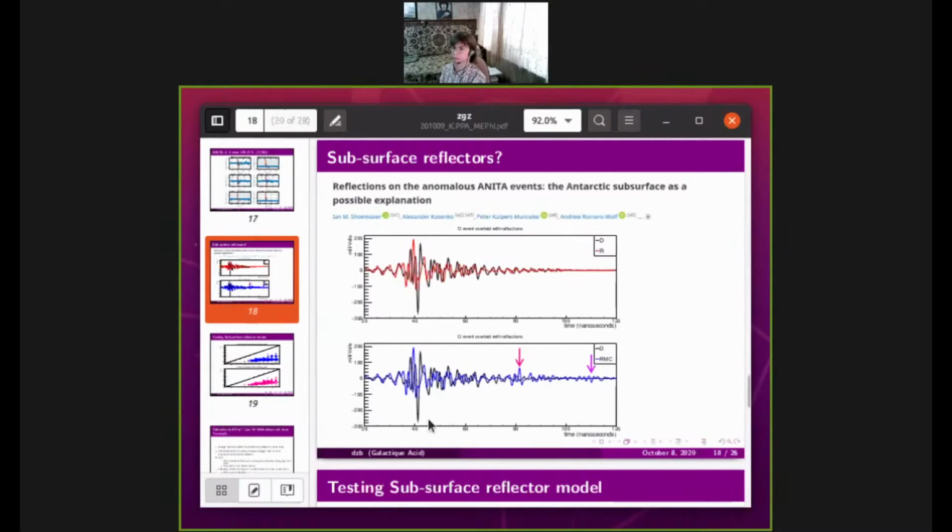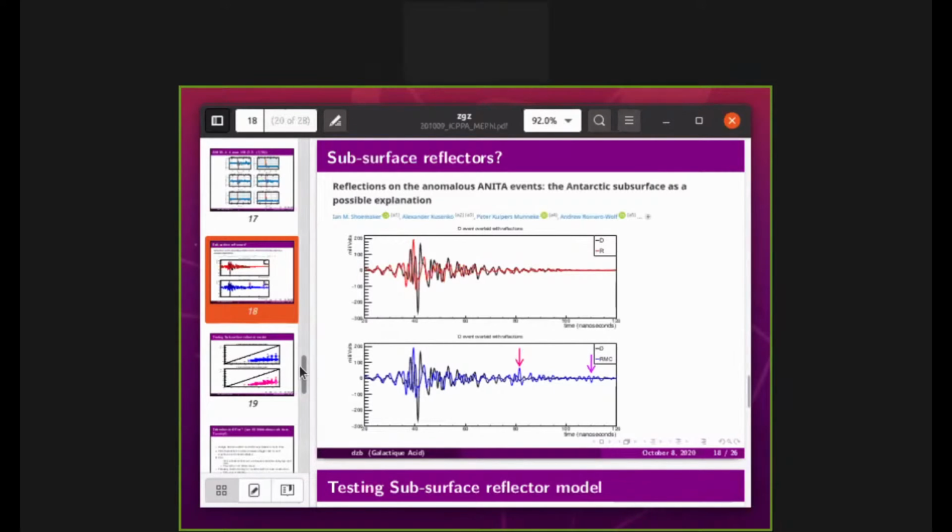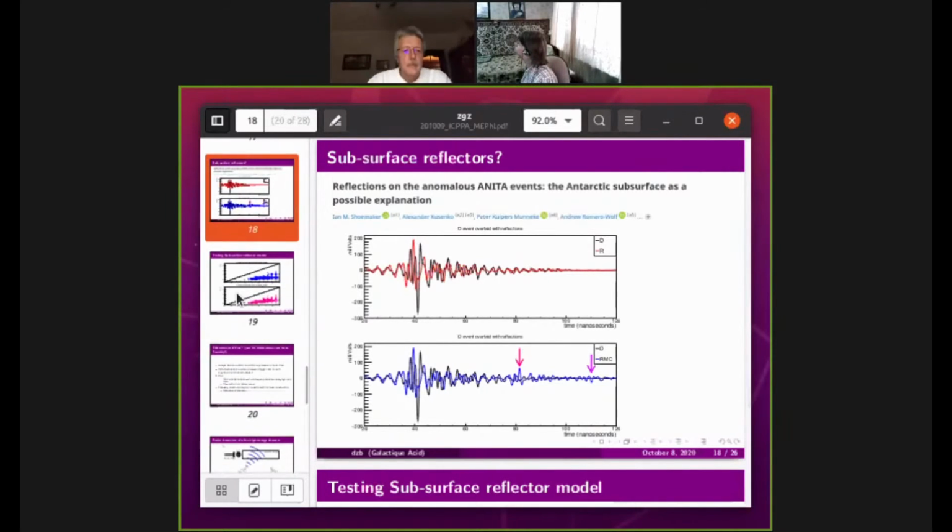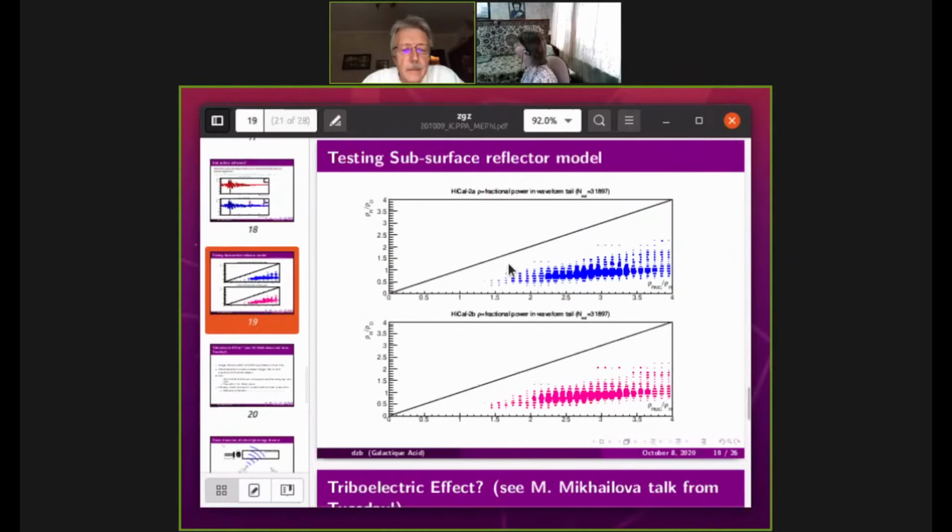What's shown in the bottom is the expectation if you had, for instance, initially a surface reflection and then a subsurface reflector. You would see first an inverted echo and then a non-inverted echo. So this thing all the way on the right is what the authors are proposing Anita might be seeing. We did a statistical analysis. I don't have time to go into it, but I will say that we did a statistical analysis.